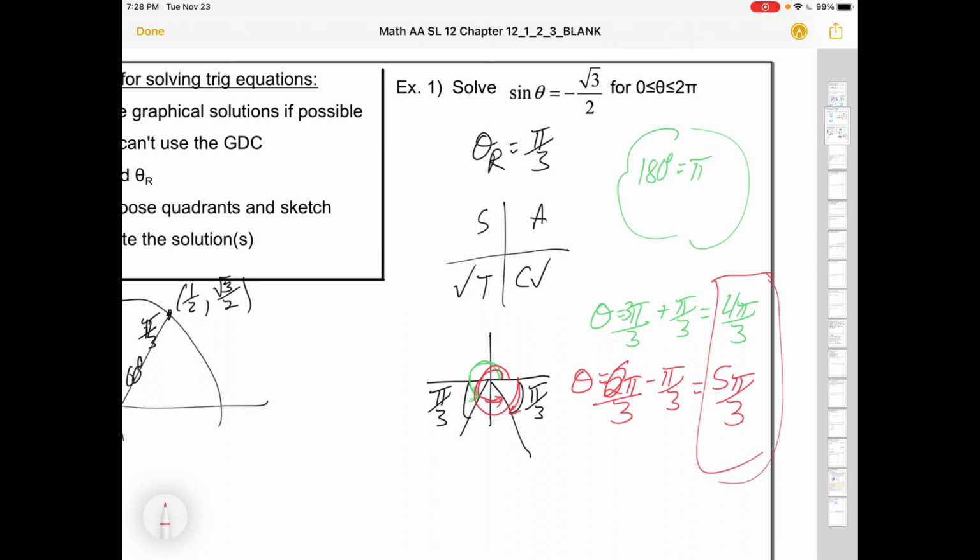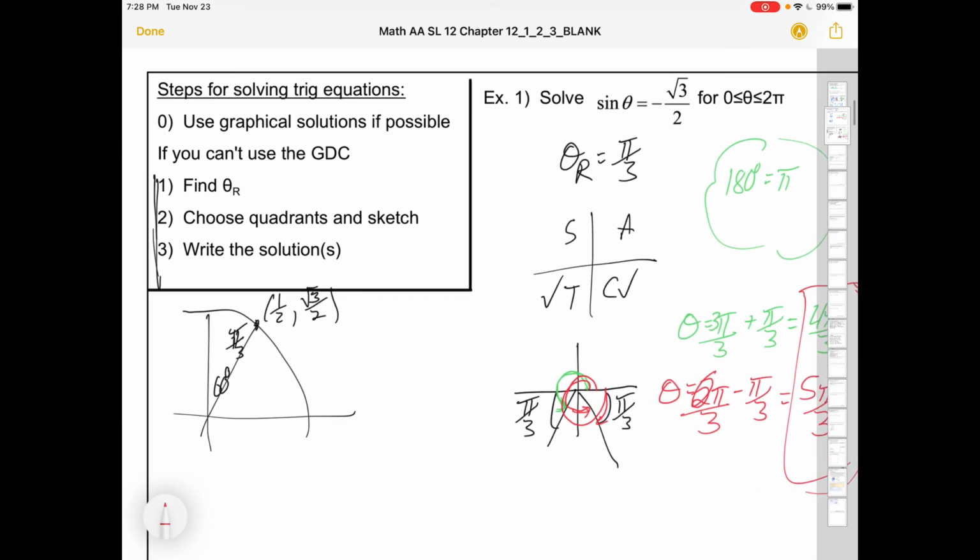You might be saying, well, could I just do it in degrees and then convert at the end? Sure, but the more that we work in radians, the more comfortable we'll get with radians. So there are your steps. Find theta r, choose the quadrants and sketch, and then write the solutions to solve a trig equation.